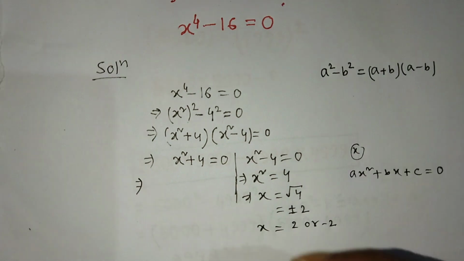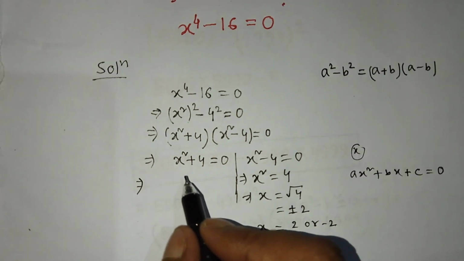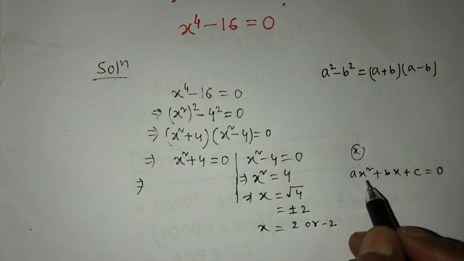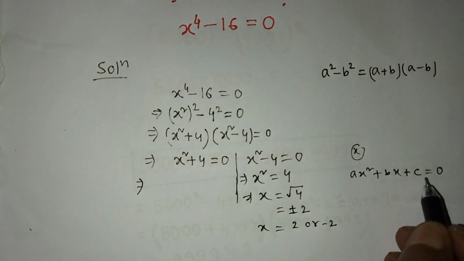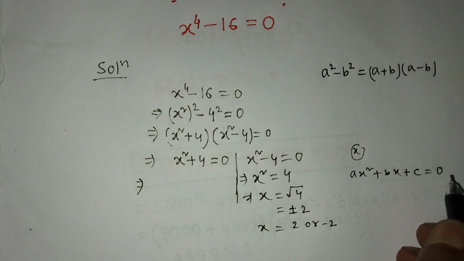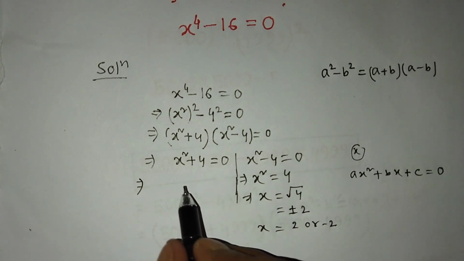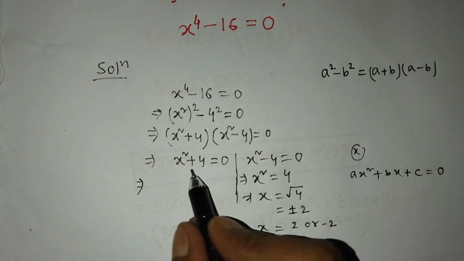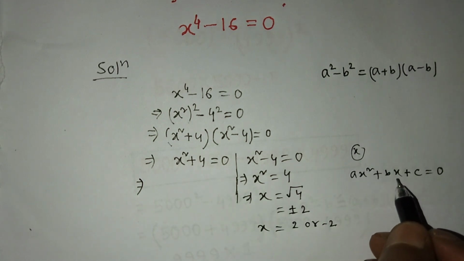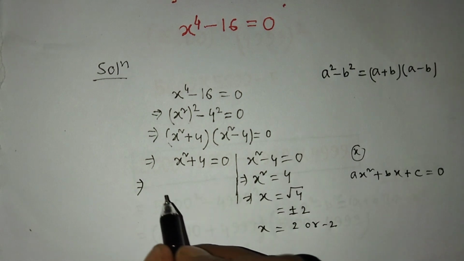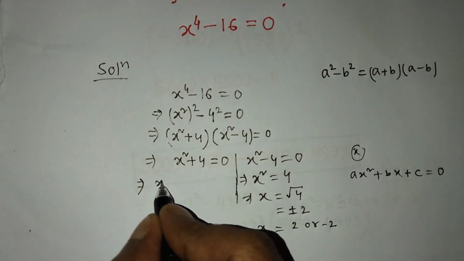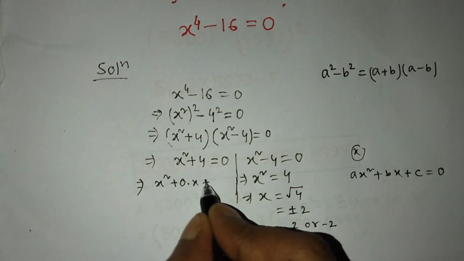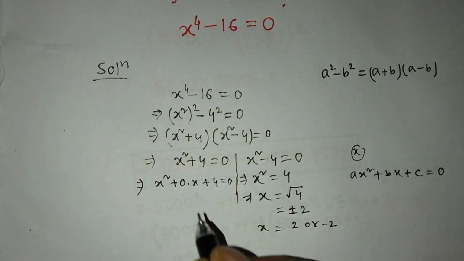Okay student, before solving this equation, we have to arrange this equation in the form of ax square plus bx plus c is equal to 0. Then we are able to determine the discriminant of this equation. So if you arrange this equation in that form, then we have to write here x square plus 0 into x plus 4 is equal to 0.